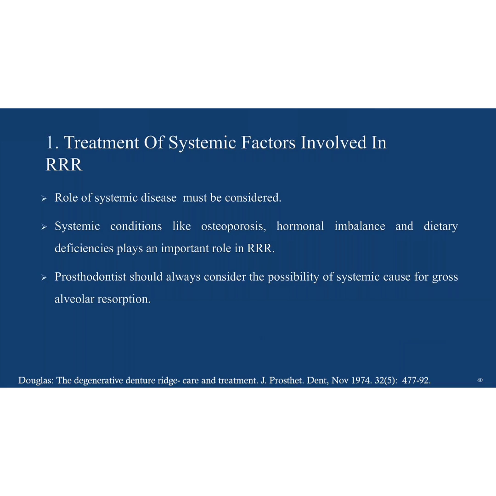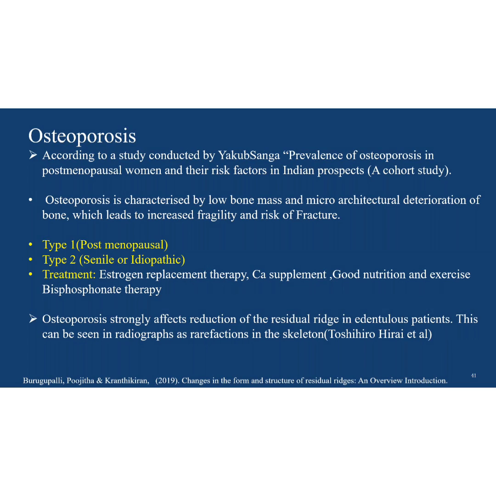So, treatment of the systemic factors involved. The role of systemic disease must be considered. Systemic conditions like osteoporosis, hormonal imbalance, and dietary deficiency play an important role in residual ridge resorption. Prosthodontists should always consider the possibility of a systemic cause for gross alveolar resorption. Osteoporosis, according to a cohort study conducted by Yakub Sanga, named Prevalence of Osteoporosis in Postmenopausal Women and the Risk Factors in Indian Prospects.